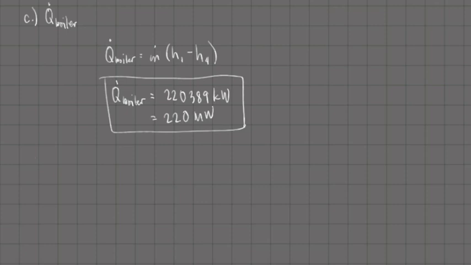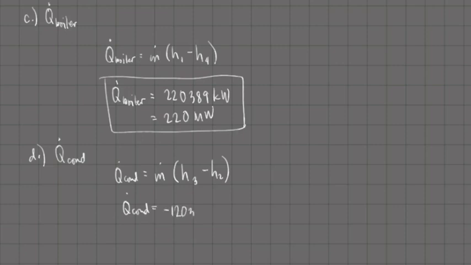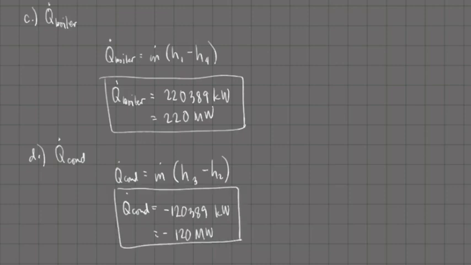Finally, for letter D, we also need to determine the heat rejection rates in the condenser, or the heat that is rejected in the process. Q condenser is equal to mass flow rate multiplied by H3 minus H2. Substituting, we get a value of negative 120,389 kilowatts, or that is negative 120 megawatts. There is a negative sign because again, heat is being rejected.